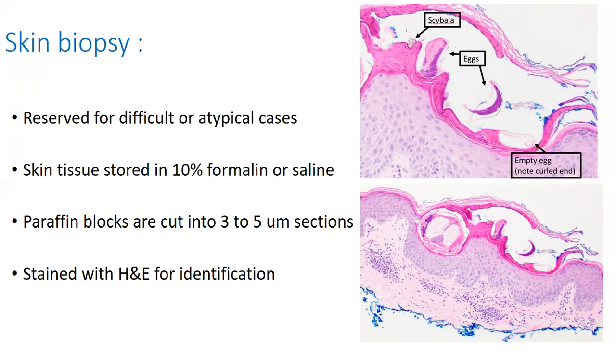It is highly specific, but it has less sensitivity because the mite may be missed from the tissue which we have taken for the biopsy. The skin tissue is stored in 10% formalin or saline. Then the paraffin blocks are prepared and they are cut into 3 to 5 micrometer sections. These sections are stained with H&E, hematoxylin and eosin, for identification. These images show scybala, which is the feces of the parasite. The necks are seen, then mites are seen.